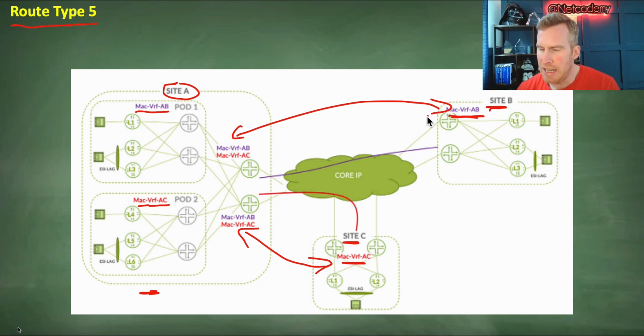Now, in the middle, we've got this lovely great big cloud, the core IP, which signifies the wide area network, or WAN connectivity, or it could be SD-WAN, whatever it is.